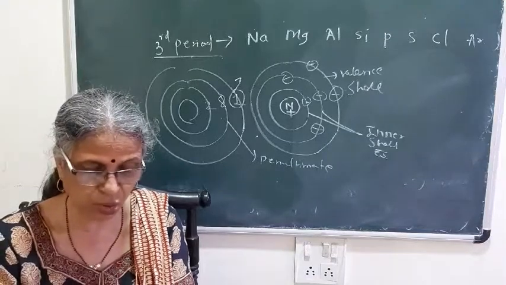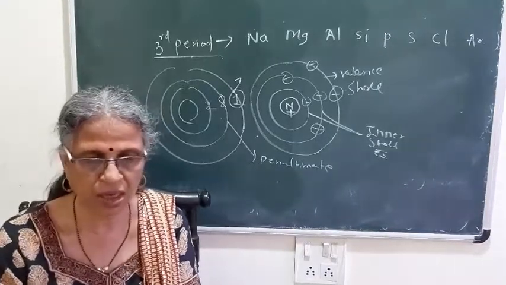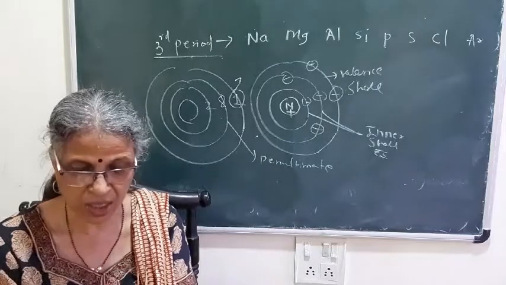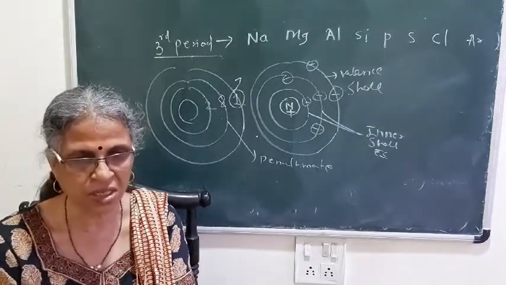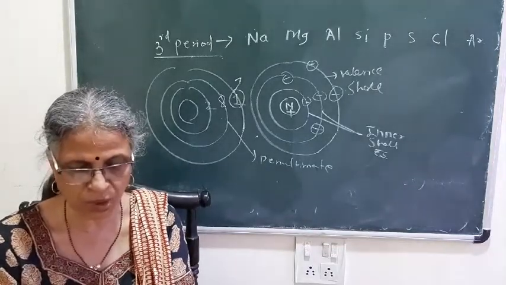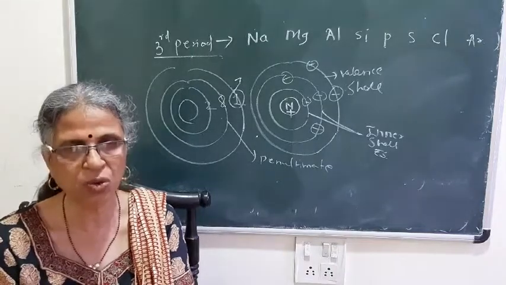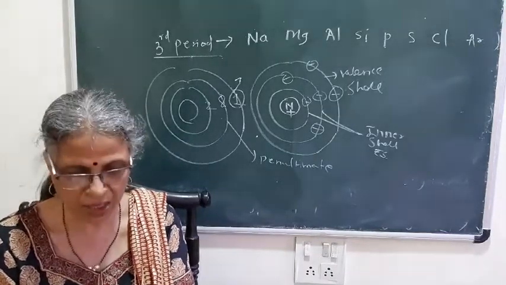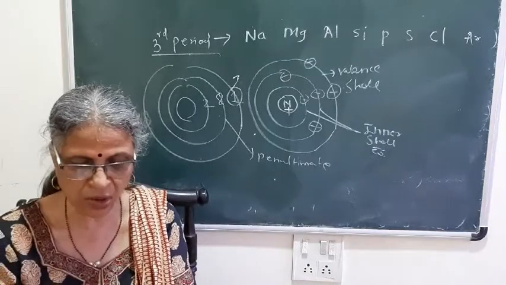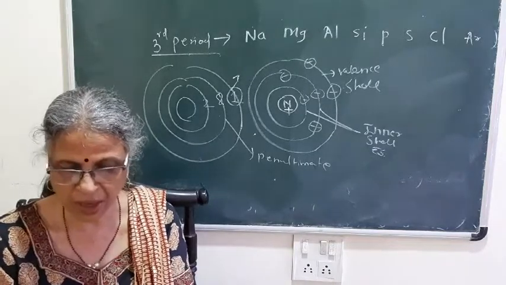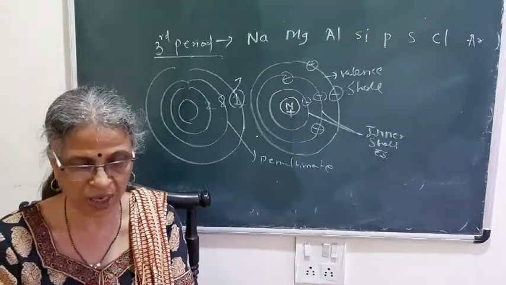Followed? So the two factors, namely the increasing nuclear charge and decreasing atomic radius, are the two factors responsible for increasing the effective nuclear charge in a period, and thus the valence electrons are held with greater and greater attractive force.